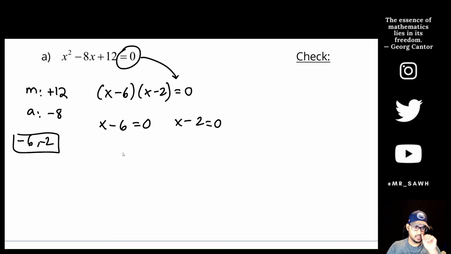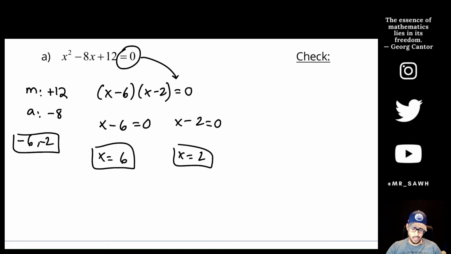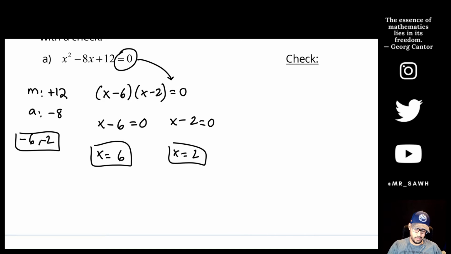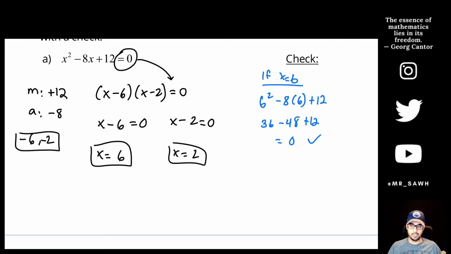So I need to solve these two little equations. I know that x could either be 6 or x could be 2. And we can verify this quite easily by substituting back into our equation. If x is equal to 6, that means it's 6 squared minus 8 multiplied by 6 plus 12. So 36 minus 48 plus 12 will give us 0. So I know it does work.